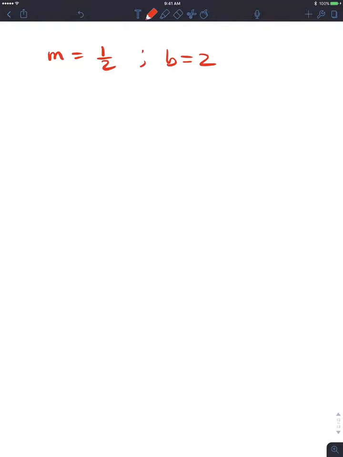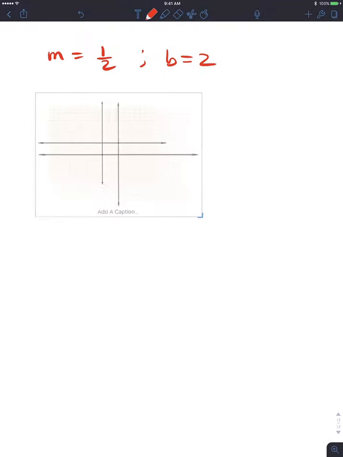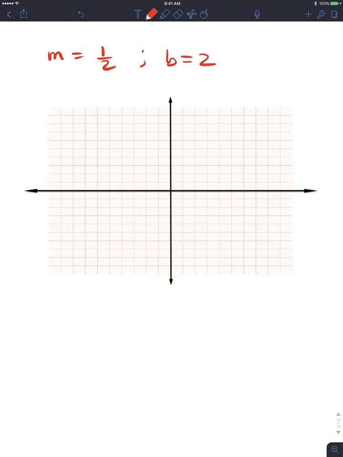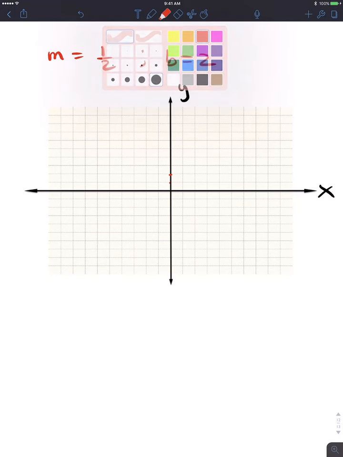Let's graph. My y-intercept, okay, let's label these. X-axis, y-axis. My y-intercept will be at 2, which is above. It's 2 units: 1, 2. This is the location of my y-intercept. Let's notate it. Here we are.